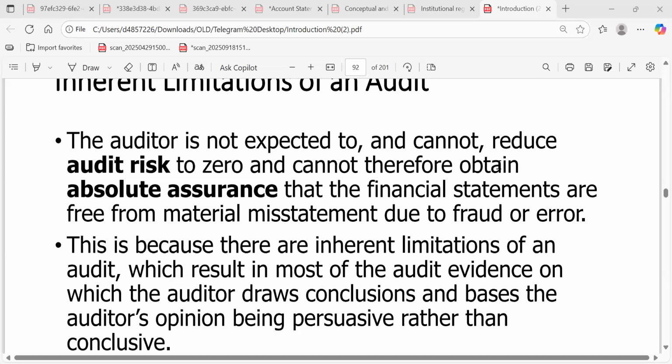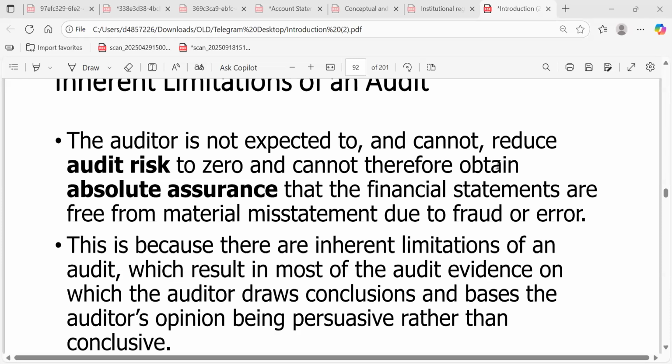Okay, so let's now look at the inherent limitation of an audit. So when we say inherent limitation, what we are basically saying is that there are certain things that no matter what you do, you cannot do much about it. These things, they exist in an audit. Can someone give me an example? So the inherent limitations are limitations that the auditor cannot do anything about. These limitations, they are there, they exist.